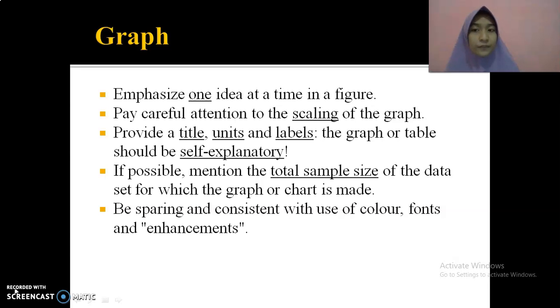When you use a graph, emphasize one idea at a time in the figure. Pay careful attention to the scaling of the graphs. Provide a title, units, and labels. The graph or table should be self-explanatory. If possible, mention the total sample size of the data set for which the graph or chart is meant. Be sparing and consistent with the use of colors, fonts, and enhancements.